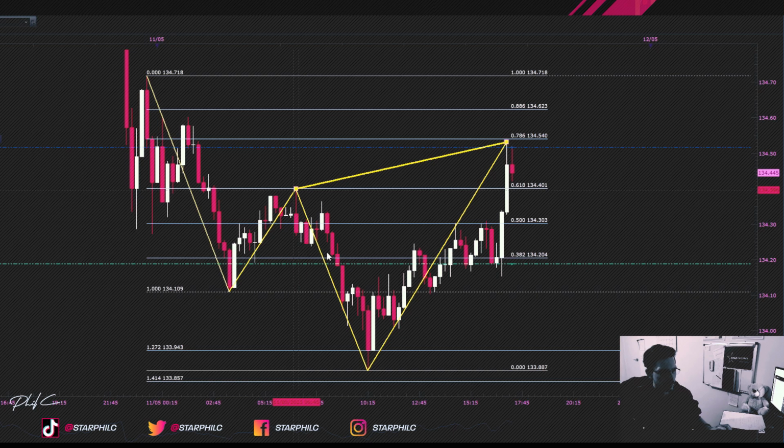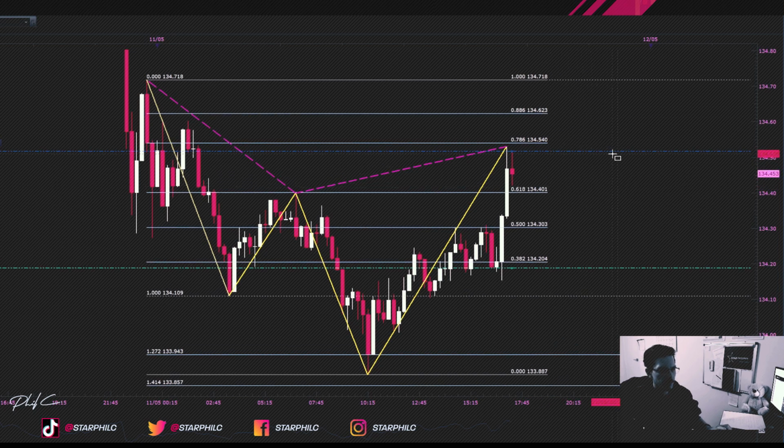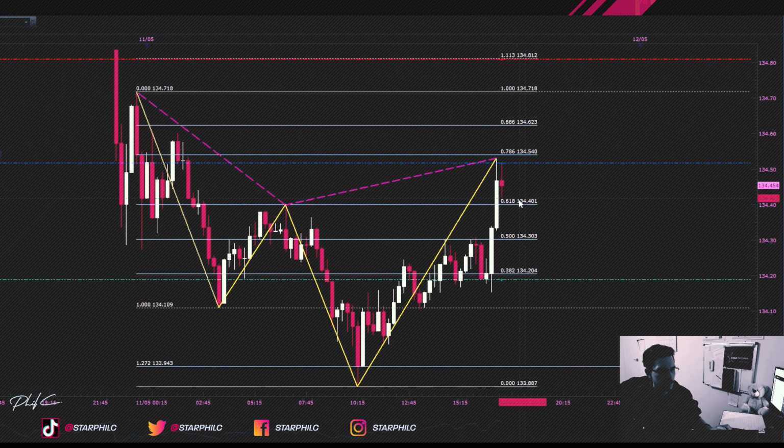And if I draw this in so it's easy to see and recognize, we have a valid cipher pattern right here. So as price action pushes up into a 786, we want to front run our entries here. So that's why I've got my entries right here to account for the spread. This is a valid trade opportunity.